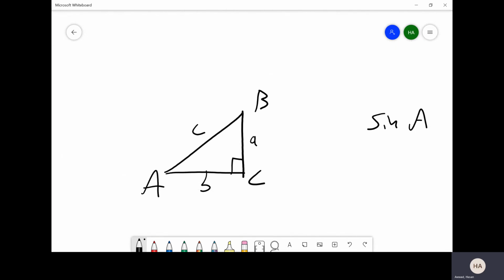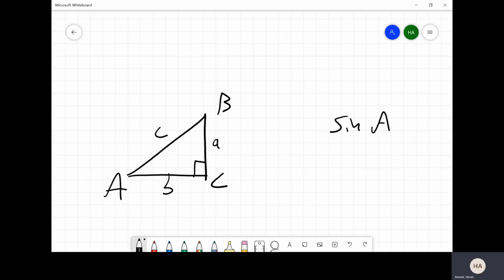Now remember, what is the hypotenuse of a right triangle? Hypotenuse of a right triangle is the longest side of a right triangle, and it is also the side that is always opposite of the right angle. So in this case, the side that's opposite of the right angle and the longest side is side C.